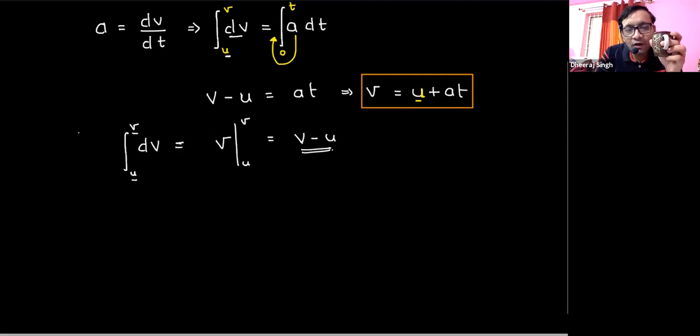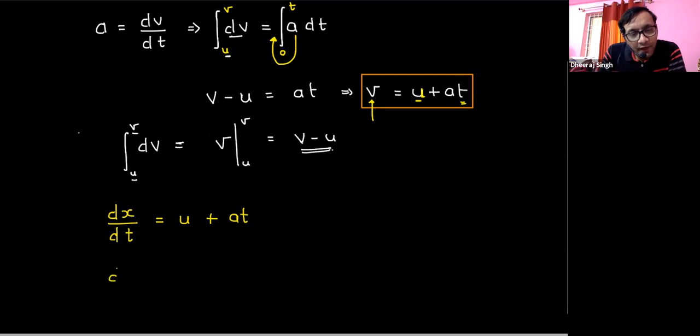Is U a constant or not, initial velocity? U is constant, right? V is the velocity, which depends on the time, whichever time you are finding out. Fine. So I can write velocity V as dx by dt. Yes or no? Everyone? Right? So dx will be equal to u dt plus at dt.